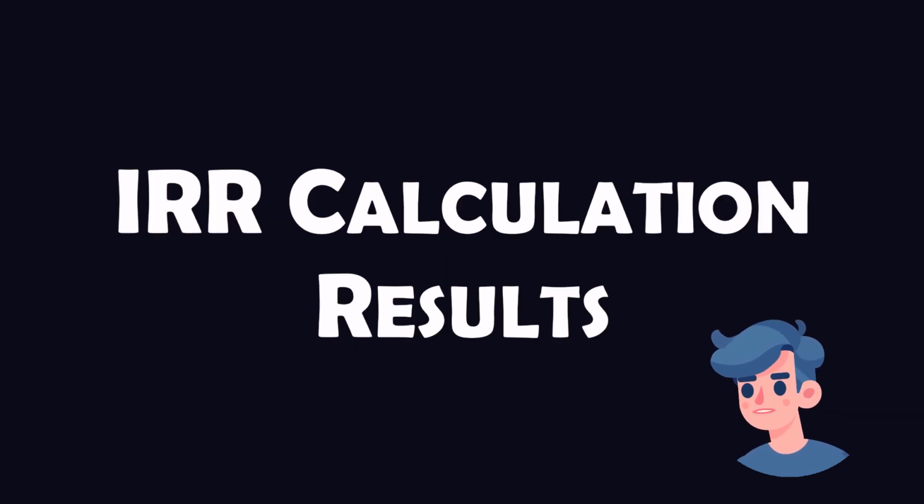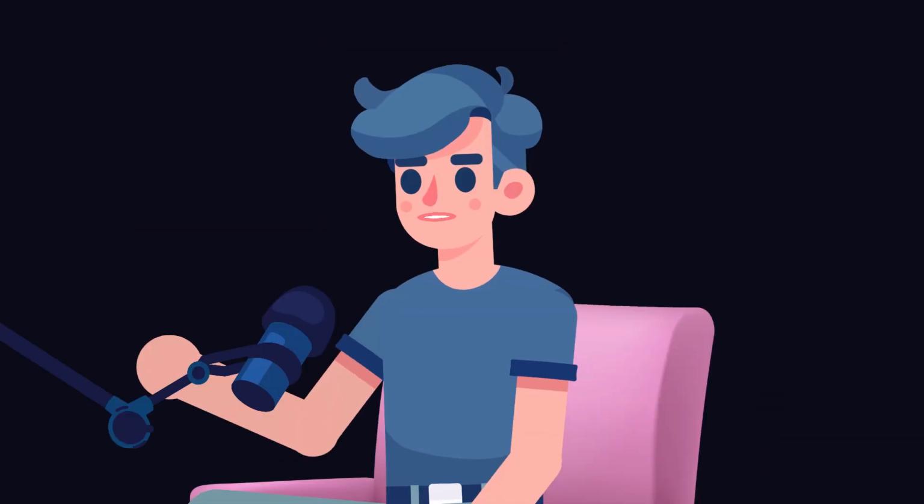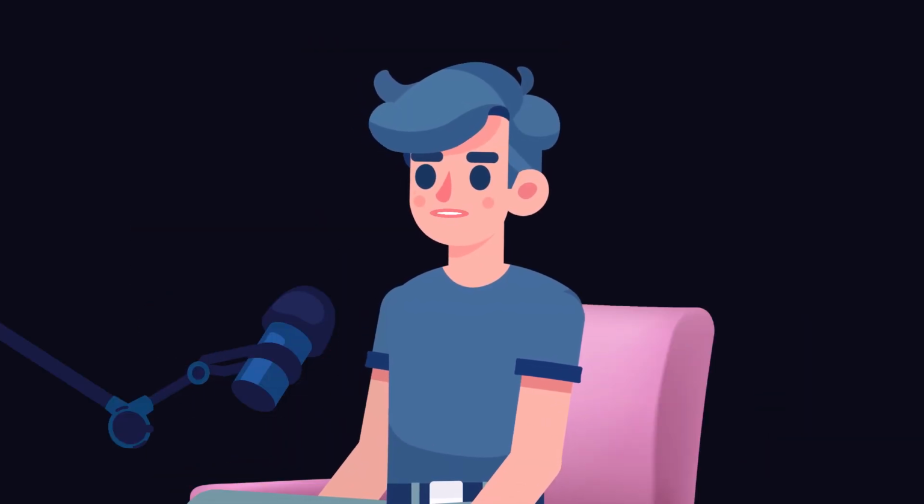To solve this, we calculate the IRR for both projects. Let's assume the IRR for Project A comes out to be 14% and for Project B it is 12%. If the required rate of return is 10%, both investments are viable, but Project A is more attractive given its higher IRR. Now, let's address some frequently asked questions about IRR.